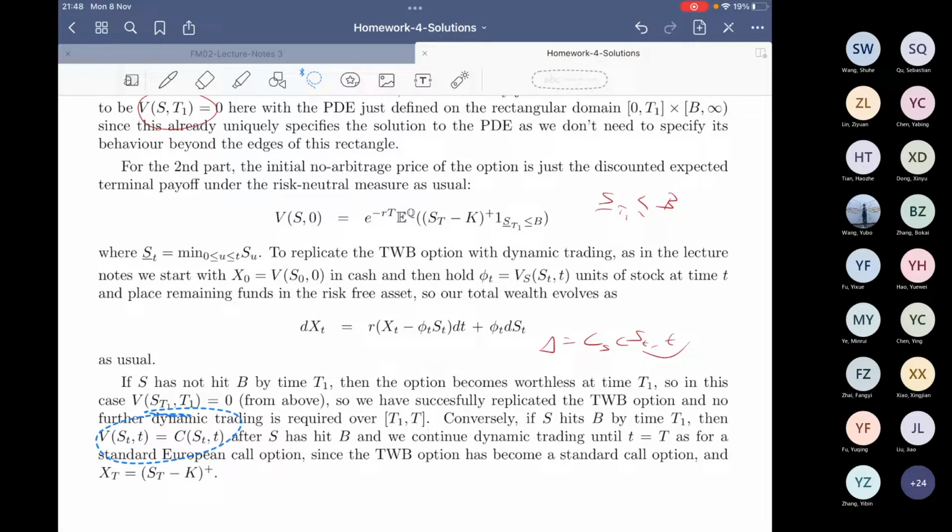Okay, there's a few. So yeah, sorry, I'm only seeing this now. Why in this question is it not the same as Q1, with ST greater than B?